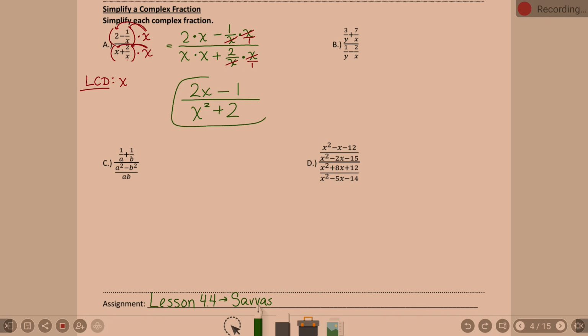I'm not saying they're all that easy. I know it's intimidating looking at it. But look for that common denominator, multiply it through to start cleaning stuff up. Okay, let's try it with B.